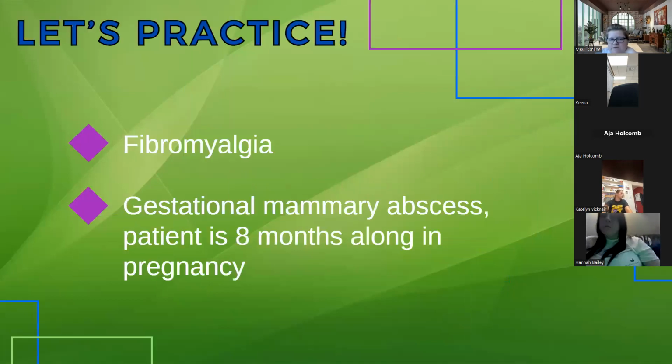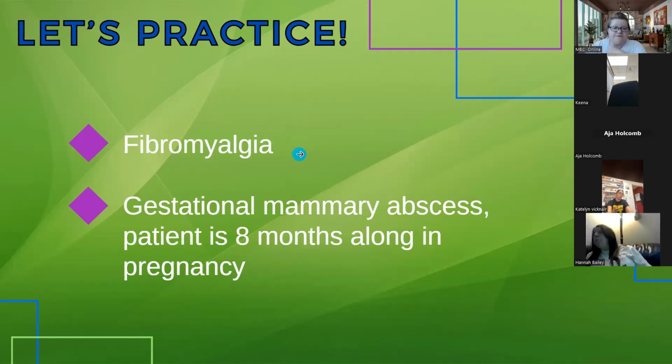All right, so we're gonna jump right in, y'all. I've got three for you, and each one is a little bit more complicated and in depth. Just remember the steps to coding. We find our key term, we look it up in the alphabetic index, and then we verify it in the tabular and follow any directions, right?